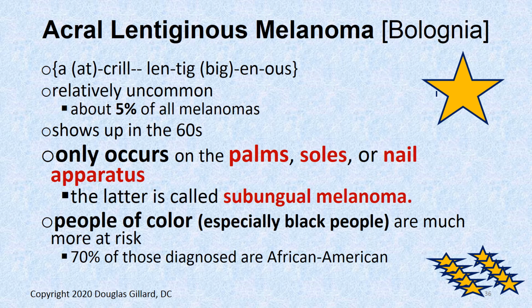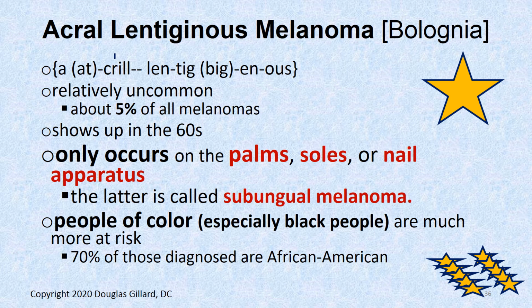All right, let's look at acral lentiginous melanoma. So here's my pronunciation guide. Like from acral, lentig, like big, tig, enus. Acral lentiginous melanoma. This is relatively uncommon. It's about 5% of all melanomas. Typically shows up in the 60s.